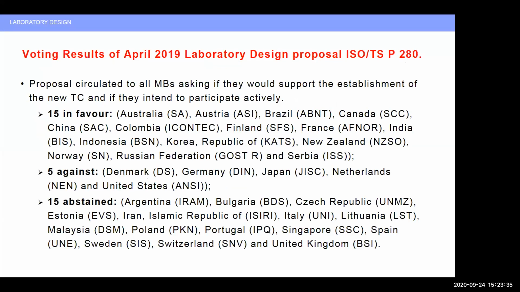This first proposal was submitted at the international level last year, and the member bodies were asked if they support the establishment of such a new technical committee and if they intended to participate actively. With this first ballot, we received 15 countries voted in favor, 5 were against, and 15 abstained. So you see those countries on the screen.